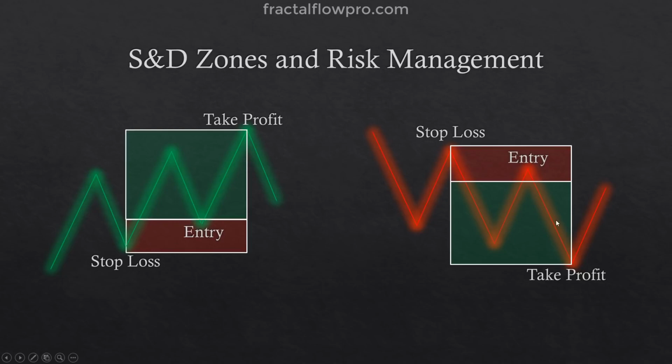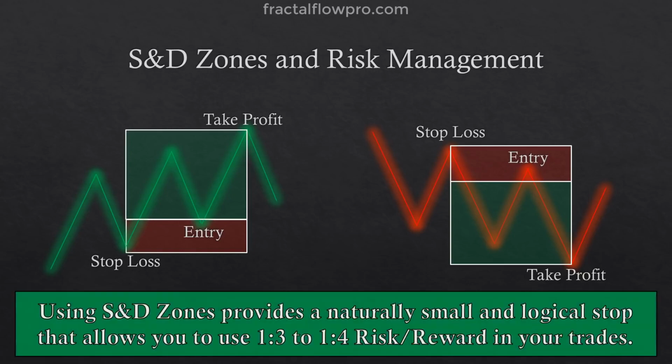In summary, supply or demand zones provide a small and logical stop-loss with a large potential take-profit target, which is an absolute necessity if you want to survive trading in the long term. In other words, using a risk-reward ratio of 1-to-3 or 1-to-4 with supply and demand zones will make sure you can make money even if you are wrong more than 50% of the time, because it will take a few losses to wipe out one profitable trade.